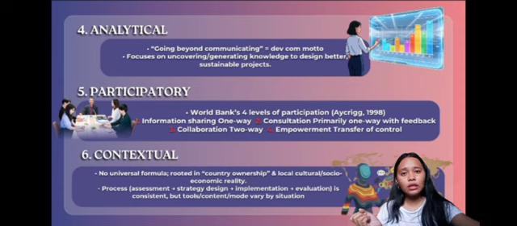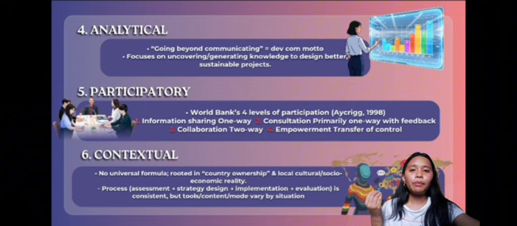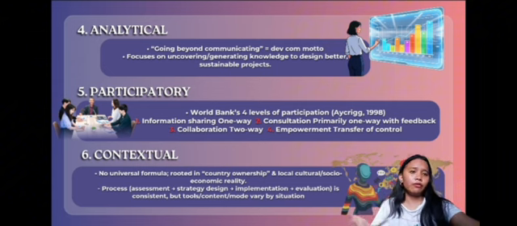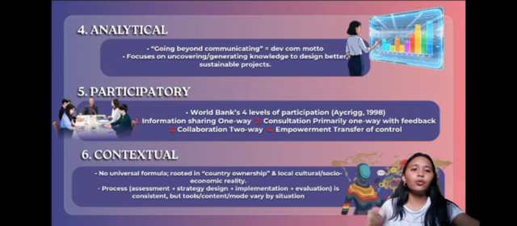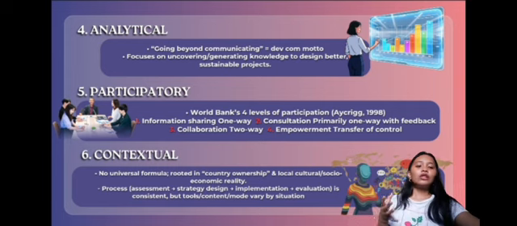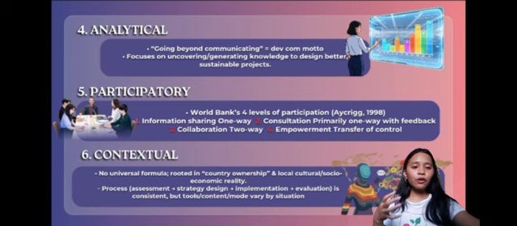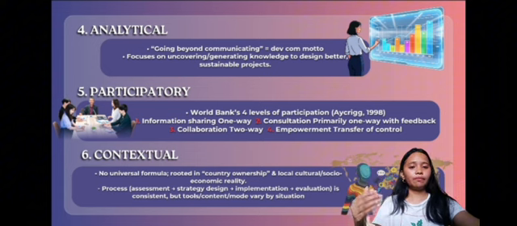And the second one is consultation, primarily one way with feedback. So, of course, the community gives feedback to let them know what to do. And the third one is collaboration, which is two-way. So, dito, it involves decision making. And the last one is empowerment. So, transfer of control. Dito na masasabi na ang komunidad ay may control na talaga sa pag-desisyon at mga bagay.